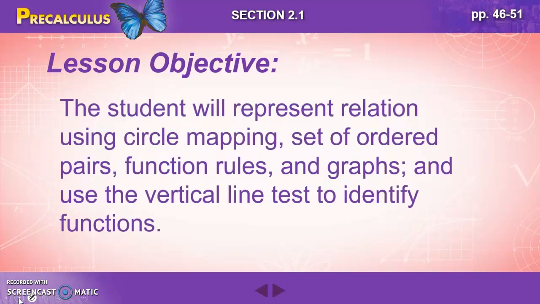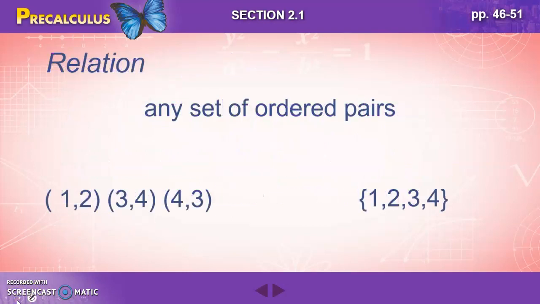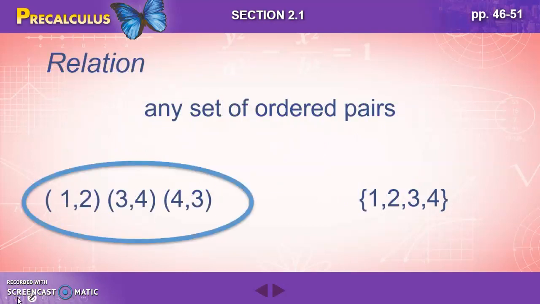Our lesson objective is this. You, the student, will represent relations using circle mapping, sets of ordered pairs, function rules, and graphs, and use the vertical line test to identify functions. Now, all of this should be a review from Algebra 1 and Algebra 2, so we're going to go through it pretty quickly.